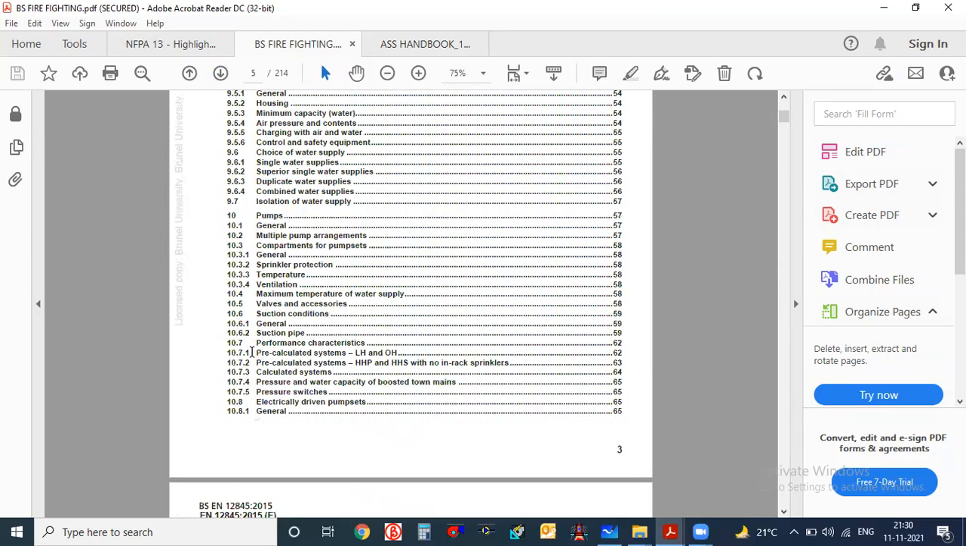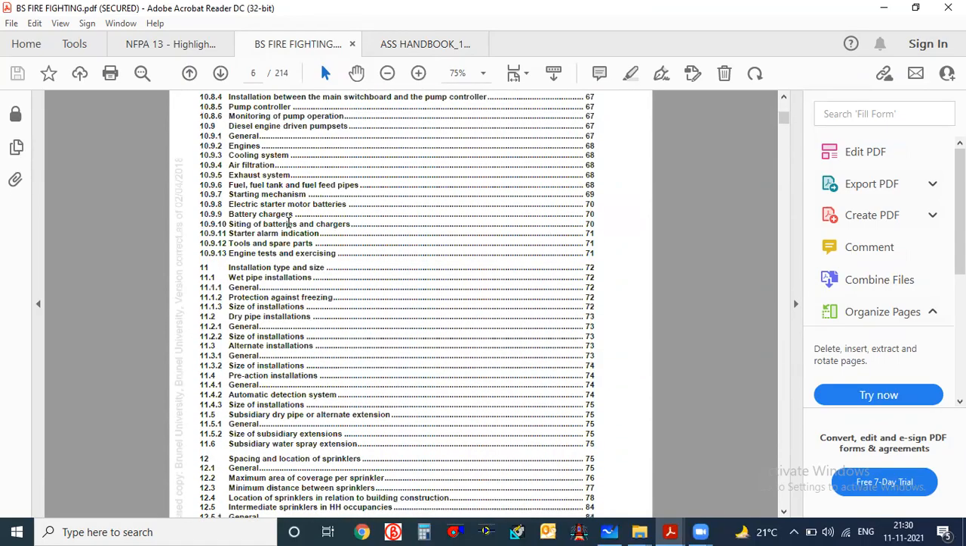If you compare this book with NFPA, you can find some common points, and based on that you can always design, because British calculations are a little bit complicated. So you can go through this book, and it will help you if you want to compare anything related to the British standard.